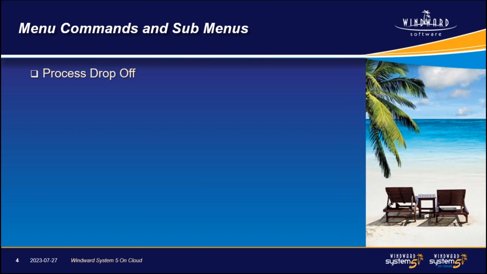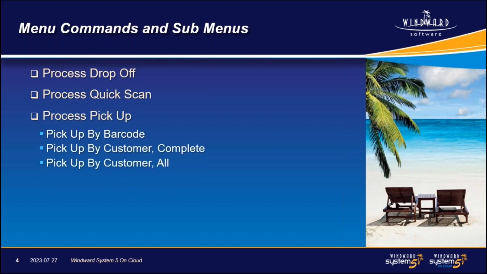And we have here the menu commands and submenus. First, we have the process drop-off. This opens the Find Customer window where you select a customer to attach to the order. Next is the process quick scan. This opens the process tracking quick scan mode window where you process the orders to a quick sale.